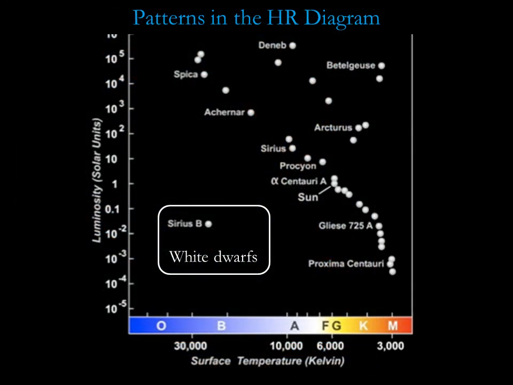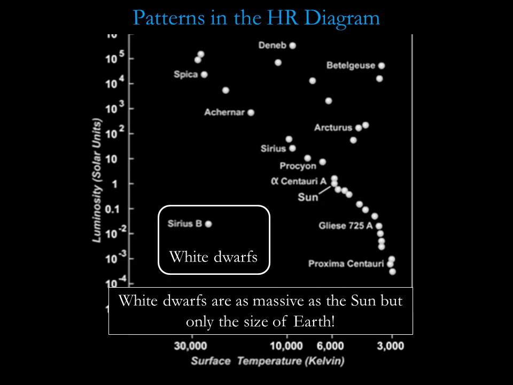Stars near the lower left of the HR diagram are small in size and pure white in color because of their high temperatures. These stars are called white dwarfs. White dwarfs are actually dead stars. When stars like our Sun run out of nuclear fuel, they become white dwarfs. They are as massive as the Sun, but only the size of Earth.